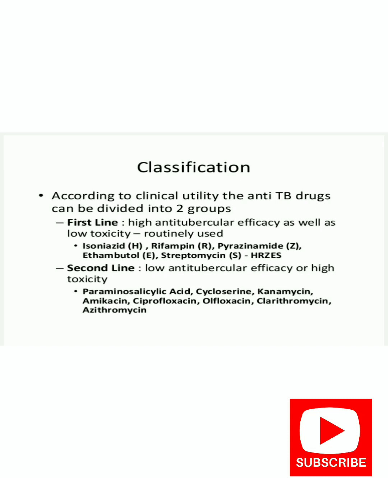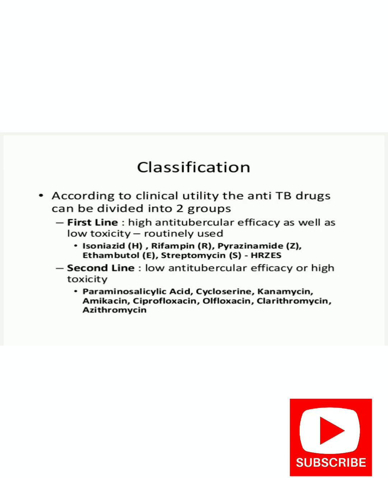In the next part, we have the classification. The anti-tubercular drugs are most often classified into 2 groups. According to clinical utility, the anti-tubercular drugs can be divided into 2 groups. As I told you before, these are first line drugs and second line drugs.